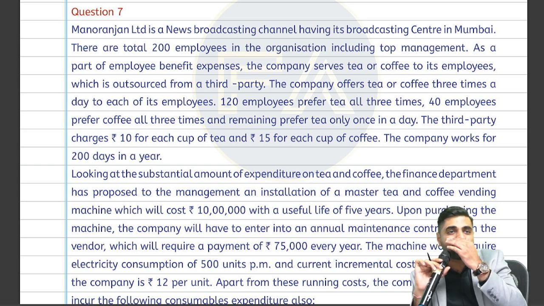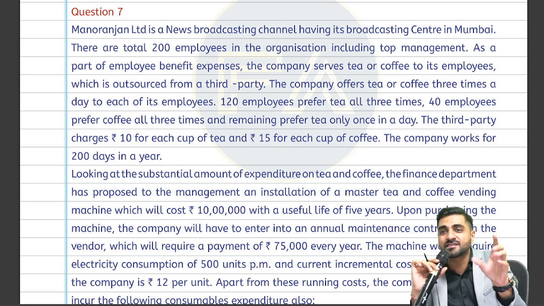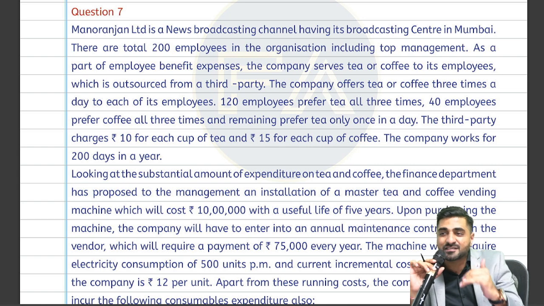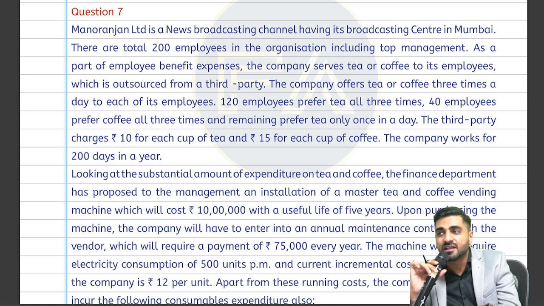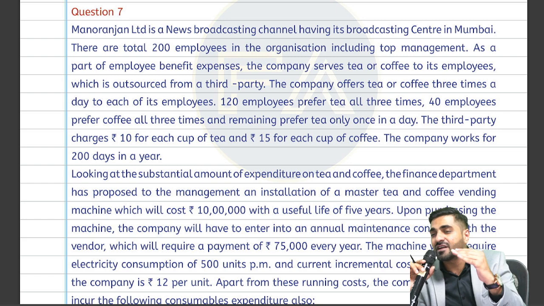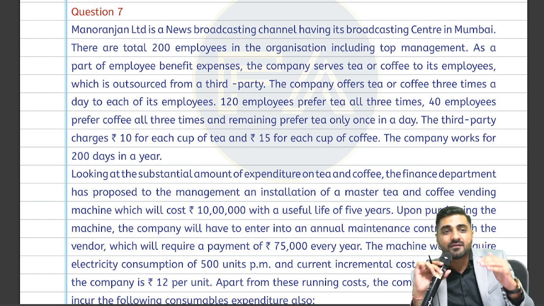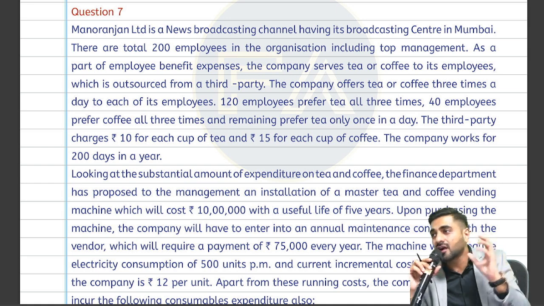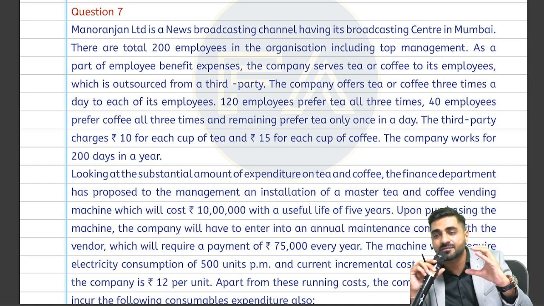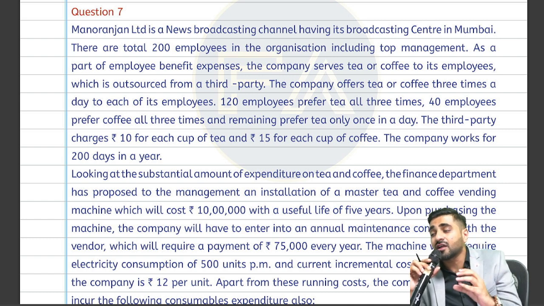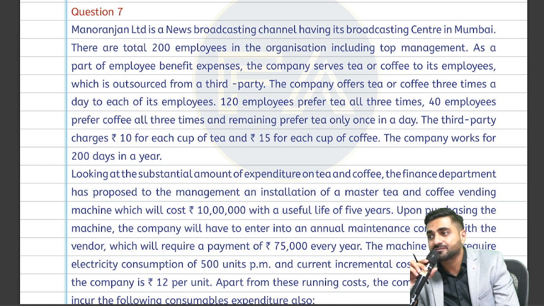For example, 10 grams of sugar is required for 1 cup. If this many cups will be required, then how many grams of sugar will be there? So how many packets of sugar will be taken into consideration? Based on that, you will be getting different types of material cost, then supervision cost, cost of cups, consumption cost, and all those things we have to take into consideration. And then we have to see how much the savings were.